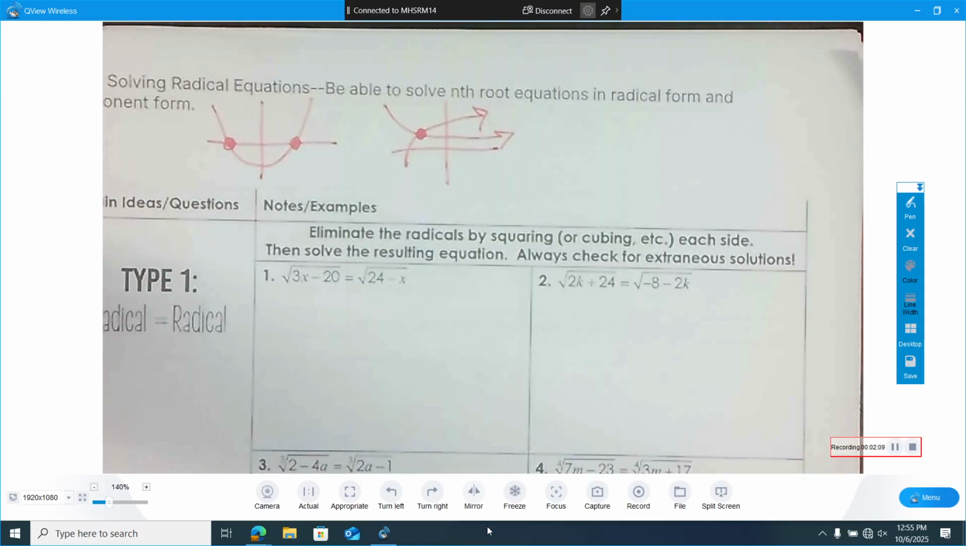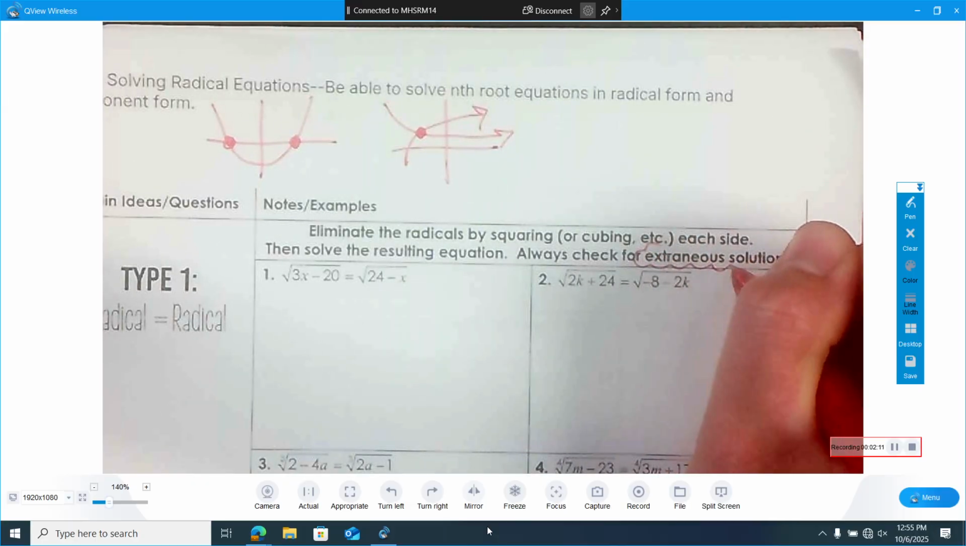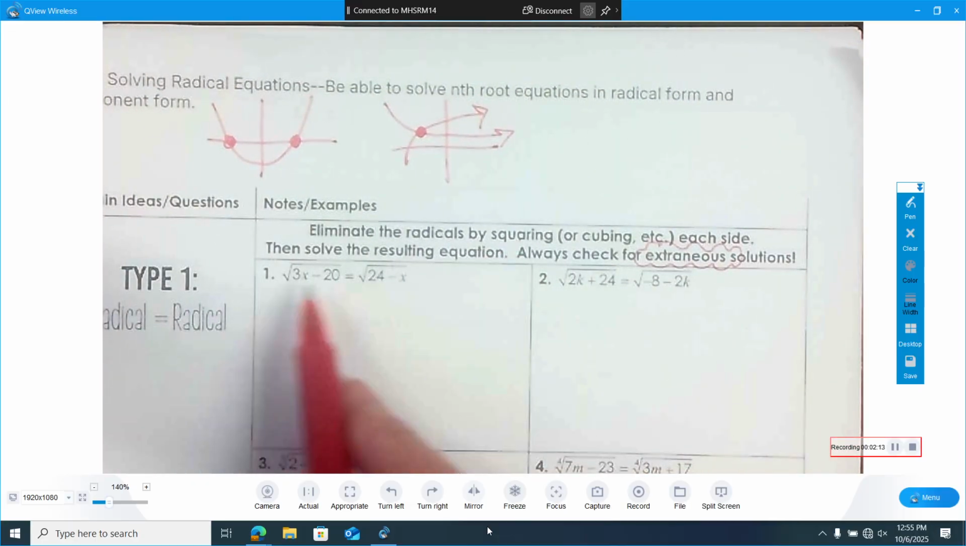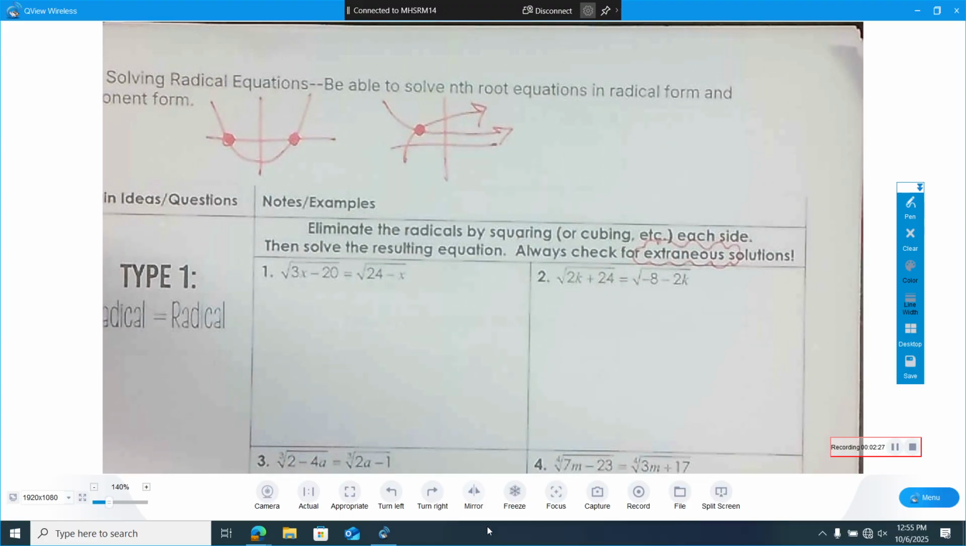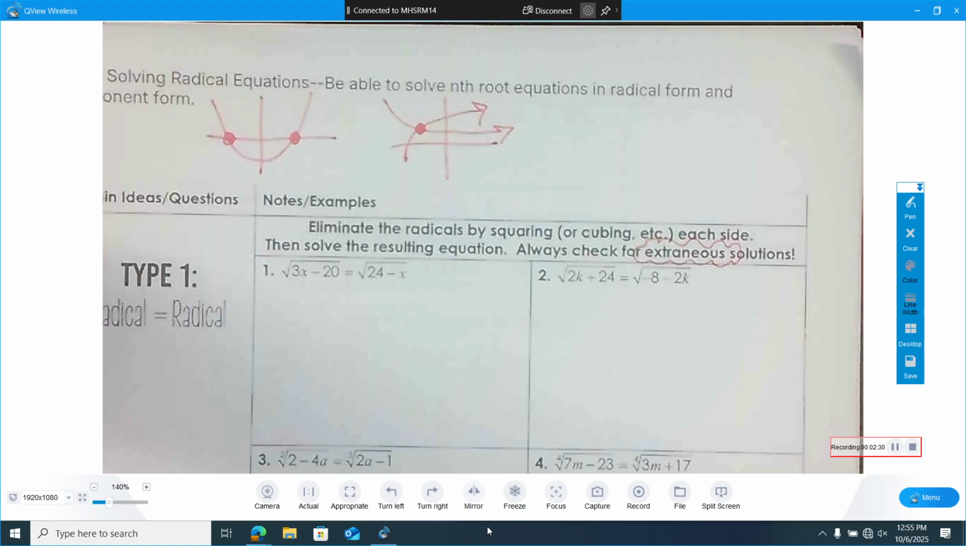And here's the super important part. What we're doing when we square both sides is we end up creating an extra solution sometimes. Because potentially, we could be multiplying another x in there when we're squaring something. And so it creates an extraneous solution, a false solution. So you do absolutely need to check your answers to make sure that they are valid.